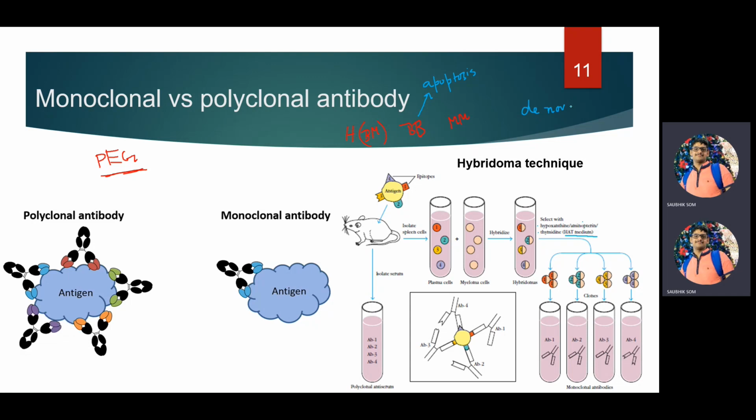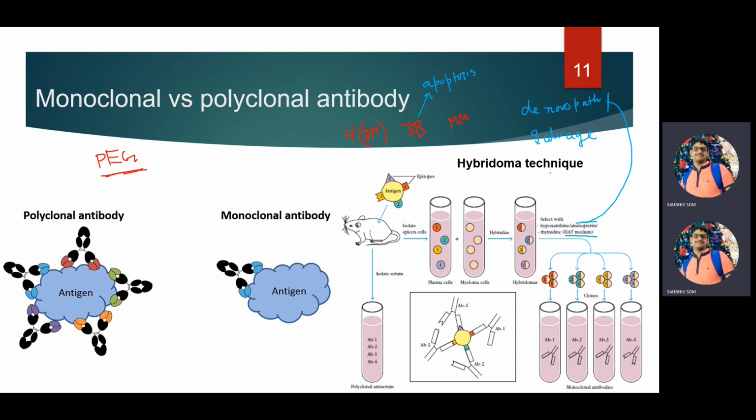The de novo pathway, and another is the salvage pathway. Okay, you can go and have a look at how these pathways work. But so what does this do? This aminopterin blocks the de novo pathway, correct?